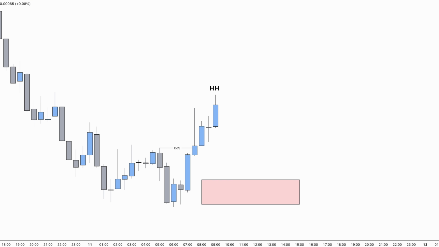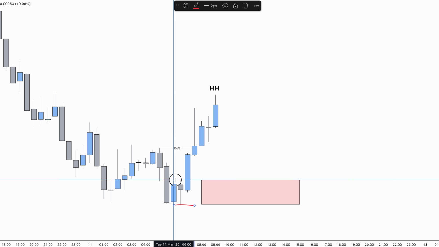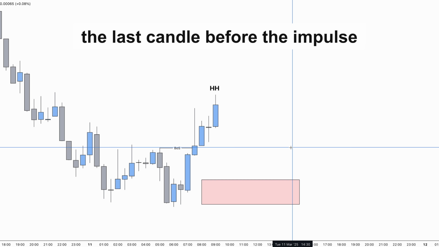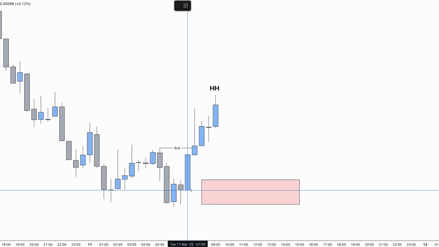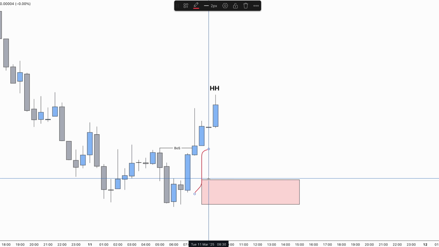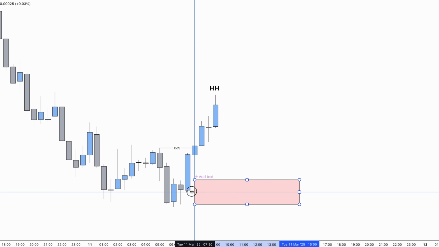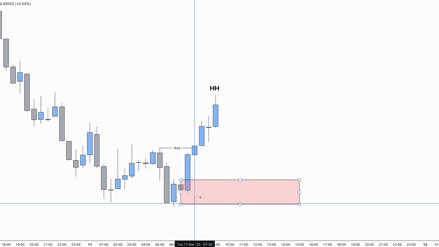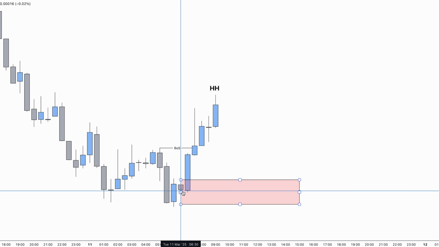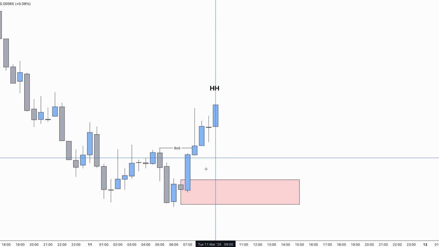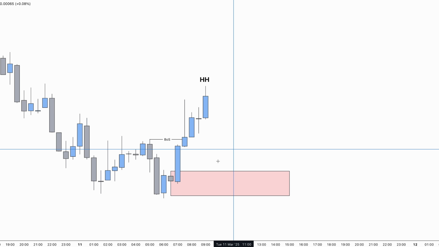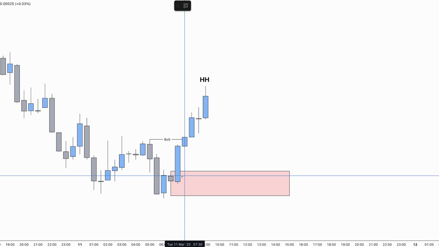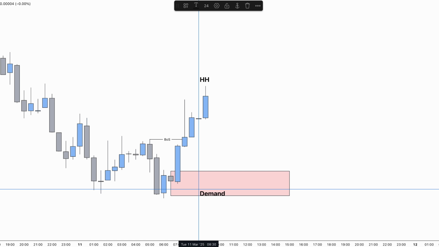Now, the demand zone in question is this gray candle here. For me, I use the last candle before the impulse. An impulse is a strong bullish or bearish move. Here we can see we have a strong bullish movement. So the last candle before that is going to be this gray one, this indecision candle, this kind of doji candle, or you could call it a pin bar, whatever. It's a consolidation move indicated by wicks before the large drive. So this is the last candle before the impulse. That is what we use as our demand.